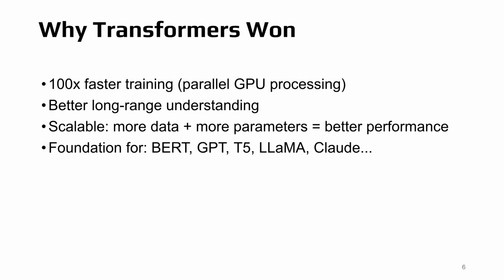Let me give you the numbers. Training speed improved by roughly 100 times because we could fully utilize GPU parallelization. Long-range understanding became possible. A word at position 1 could directly connect to a word at position 1000. And critically, transformers scale beautifully. More data plus more parameters consistently yields better performance. This scalability is why every major language model today, BERT, GPT, T5, Llama, Claude, is built on the transformer architecture.